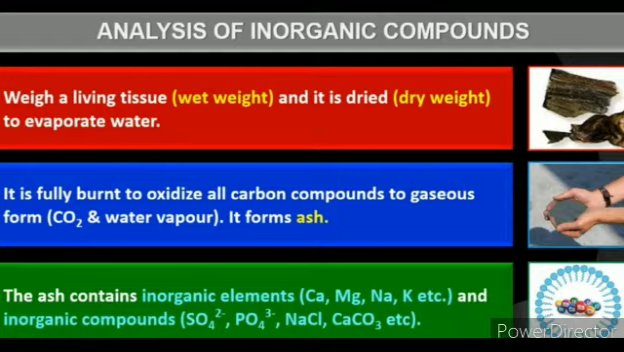Now, if the tissue is fully burned, all the carbon compounds are oxidized to gaseous form, carbon dioxide and water vapor, and are removed. What is remaining is called ash. This ash contains inorganic elements like calcium, magnesium, etc., and inorganic compounds like sulfate, phosphate, etc., also seen in the acid soluble fraction.